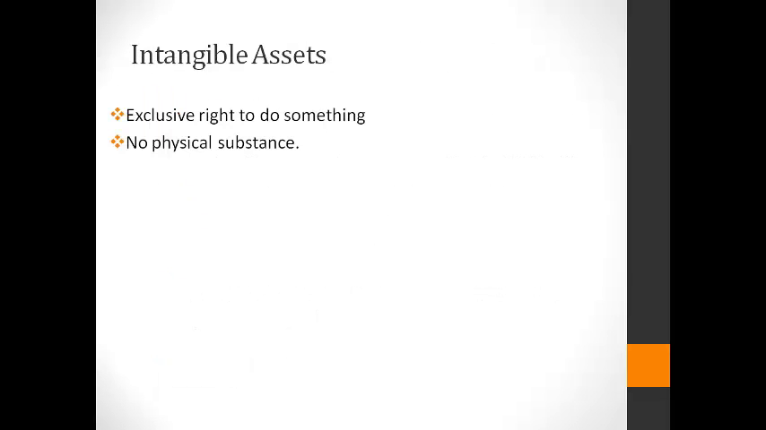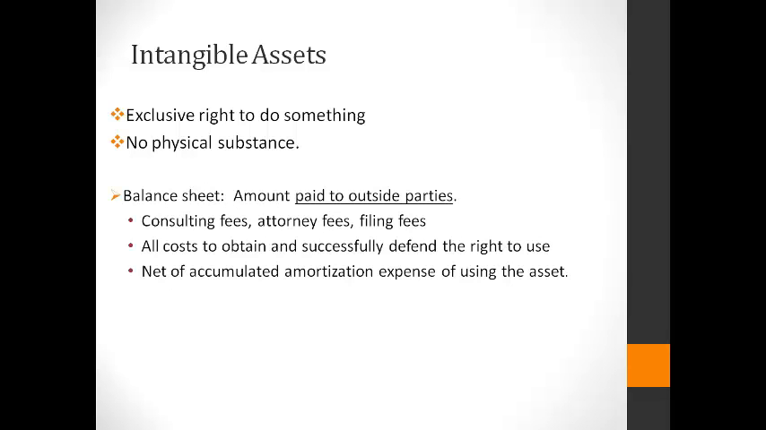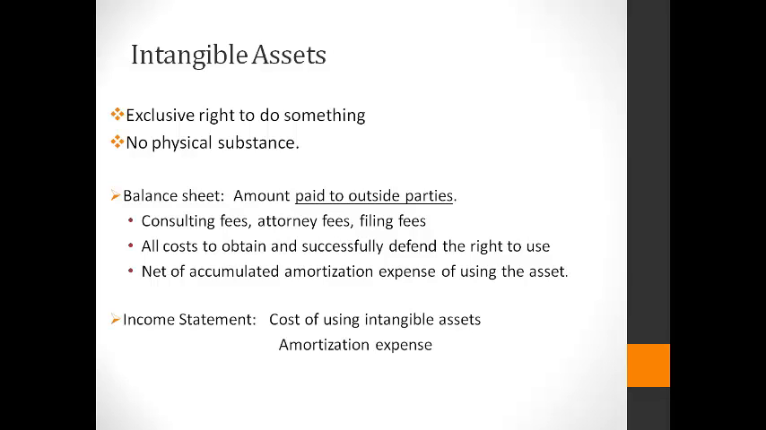Intangible assets grant an exclusive right to do something and have no physical substance. Intangible assets are reported on the balance sheet at the amount paid to outside parties. This cost includes consulting fees, attorney fees, filing fees, and all costs to obtain and successfully defend the right to use the asset. The amount reported on the balance sheet is the cost paid to outside parties, net of the accumulated amortization expense of using the asset. The cost of using intangible assets is reported on the income statement as amortization expense.